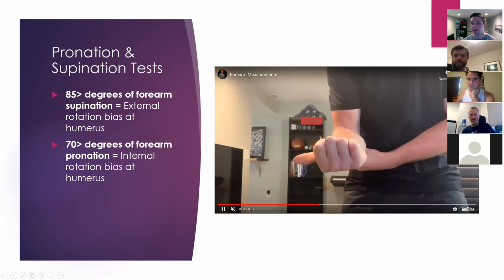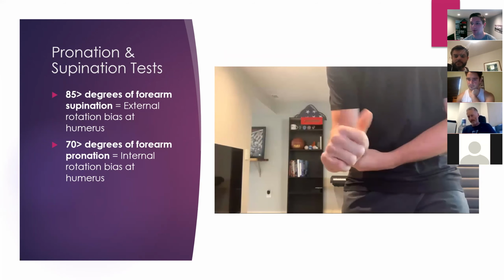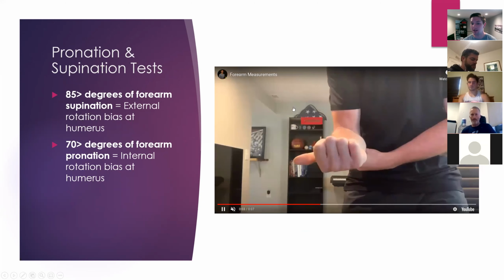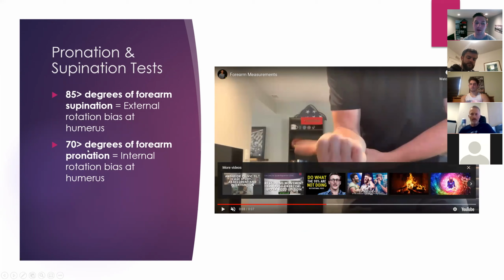But you can stabilize your elbow and then turn outwards. If they're missing supination, then you know that they have an external rotation bias at the humerus. If they're missing forearm pronation 70 degrees, then we know they have an internal rotation bias at the humerus. So this is just a good little way to check what you're doing. And if you're really confused on someone, you can use this as a tool.